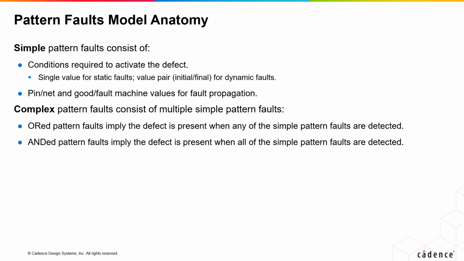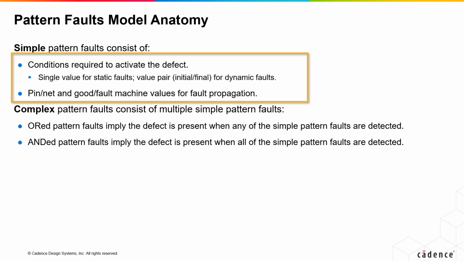This shows what pattern faults consist of. A simple pattern fault consists of conditions required to activate the defect. A single value for static faults, or a value pair, initial and final, for dynamic faults. Pin or net, and good or fault machine values for fault propagation.